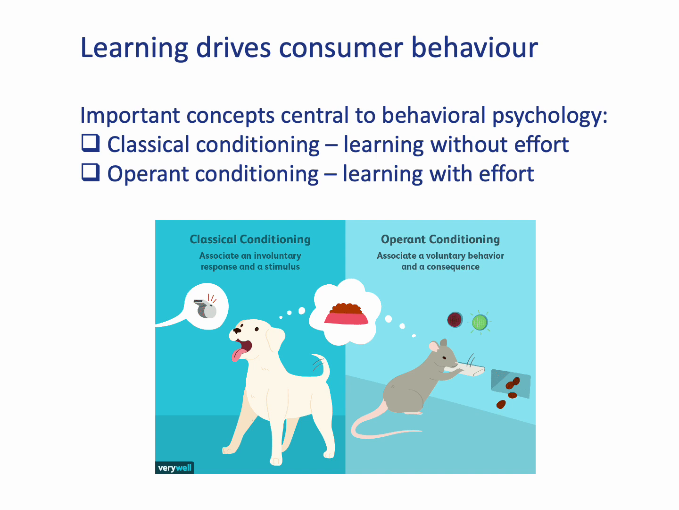So in the picture, for classical conditioning, you can see we associate an involuntary response and a stimulus. So we learn without effort. We can hear a whistle and we are ready perhaps for food. In operant conditioning, we learn with effort, and it associates a voluntary behavior and a consequence. So when, say, a mouse or a rat tries to touch that cheese on a mouse trap, then there might be consequences.